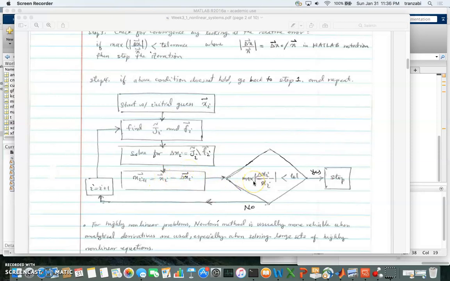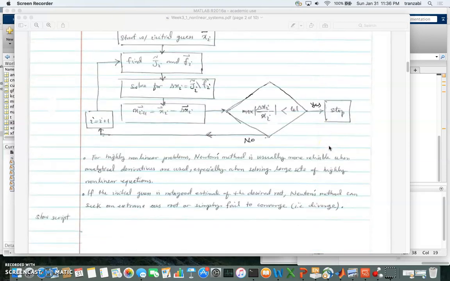Then we're going to find the maximum tolerance, or maximum change in every variable. And this should be less than tolerance. If this is not less than tolerance, then we add to the iteration, go to the next iteration and repeat from calculating the Jacobian. And if the delta x divided by x is less than tolerance, that means we already converged. So that's the yes, and that's the stopping point.